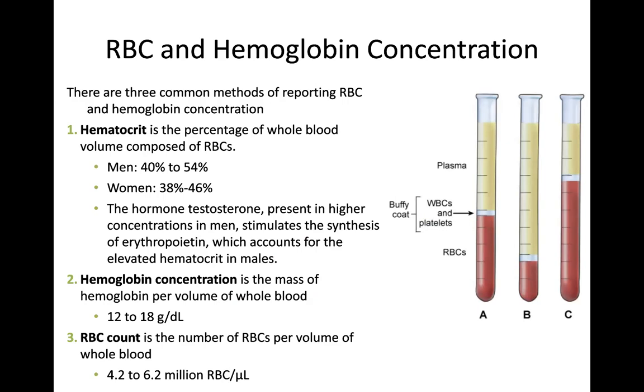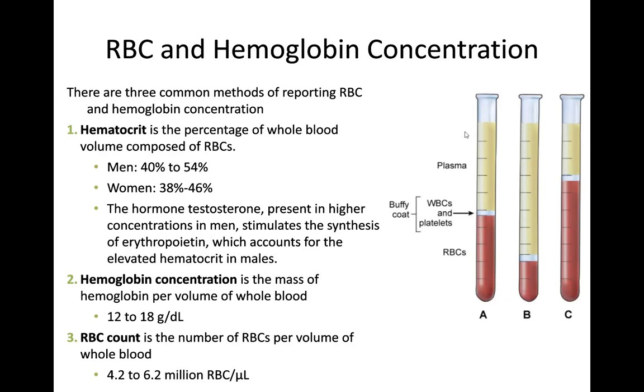Probably the most commonly used test is a blood hematocrit, which is where they just look at the percentage of whole blood volume composed of red blood cells. In men, it's about 40 to 54%. In women, it's about 38 to 46%. So it's a little bit lower in women than it is in men, most of which is due to the hormone testosterone that is present in higher concentrations in men. It stimulates the synthesis of a hormone called erythropoietin, which is the hormone that we'll talk about in just a second, that triggers red blood cell production.